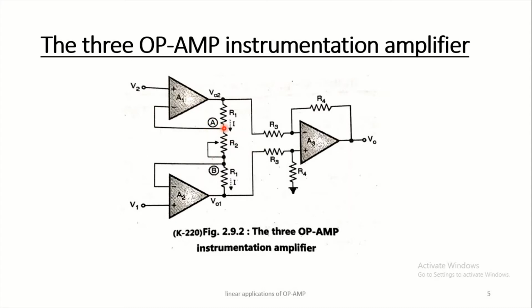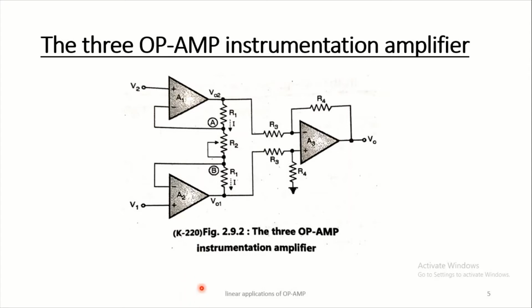We define 2 nodes, here node A, here node B. The output of this op-amp A2 is V01 because here the input signal is V1, and the output of this op-amp is V02 because this output is due to the input signal V2.